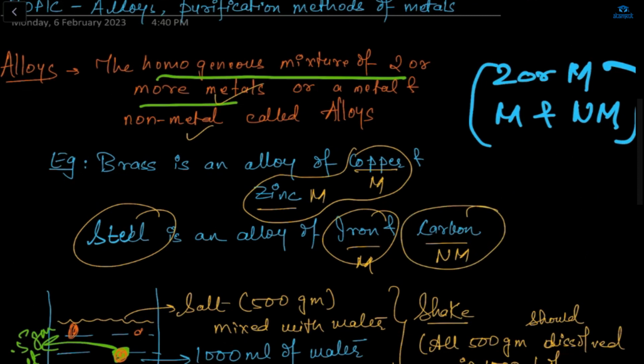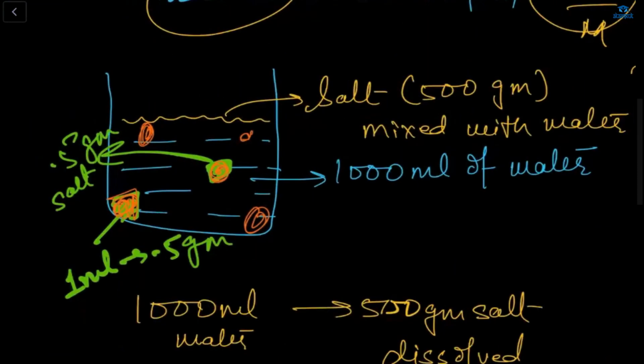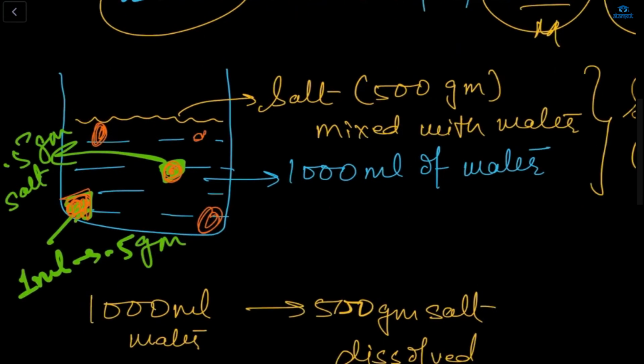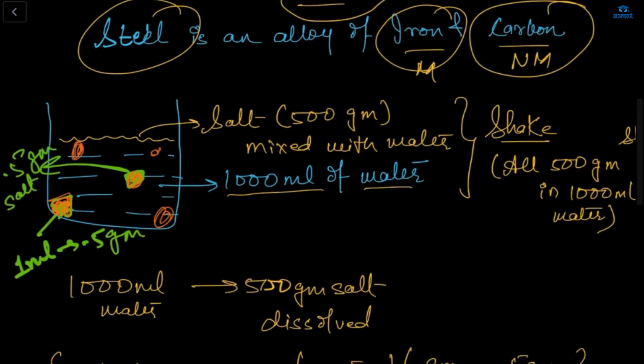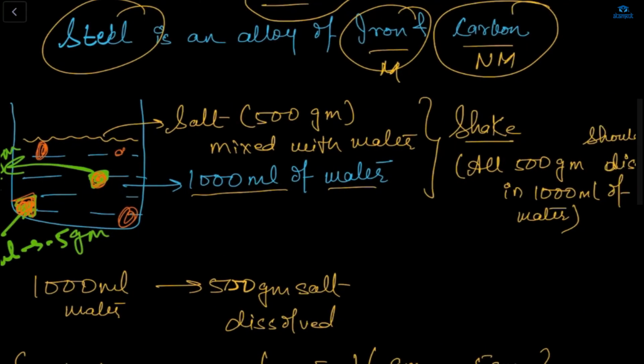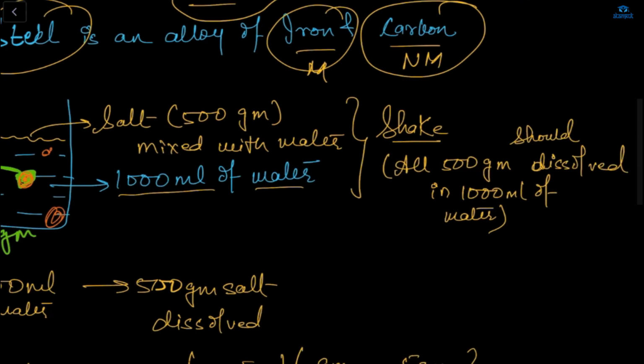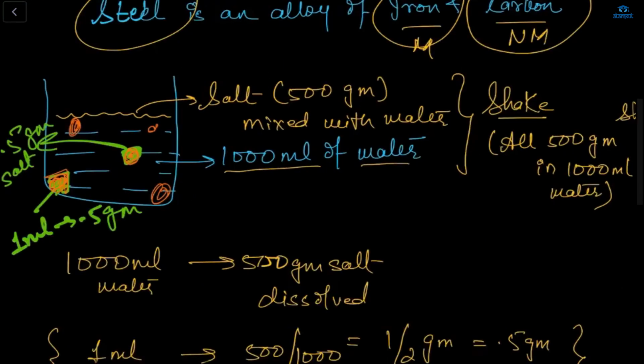So first we will discuss what a homogeneous mixture is. Let me take one example. Let's say this is a beaker containing 1000 ml of water, and I mixed in 500 grams of salt. Now we will shake it well. So all the 500 grams of salt dissolved in the 1000 ml of water.